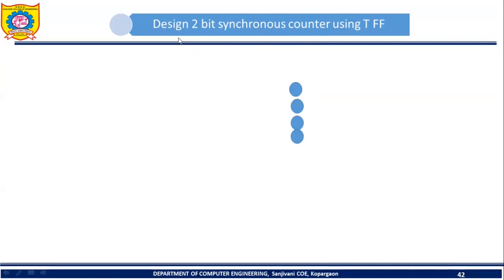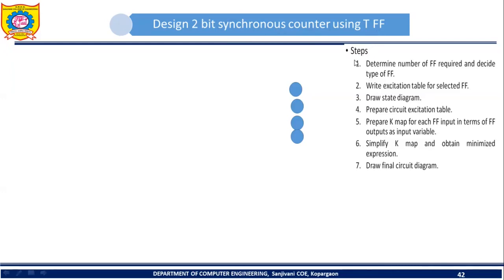Now let's see one example. Suppose we are given a problem statement like: design a 2-bit synchronous counter using T flip-flop. So let's start. What is step number 1 that we have to follow in order to design a synchronous counter? We have to determine the number of flip-flops required and decide the type of flip-flop. So how many flip-flops will be required to design a 2-bit counter? Yes, 2 flip-flops, simple.